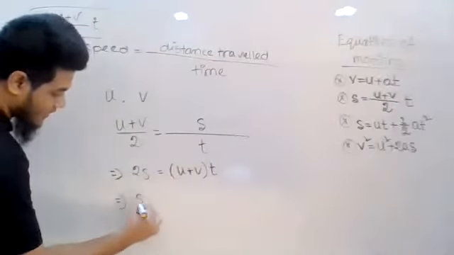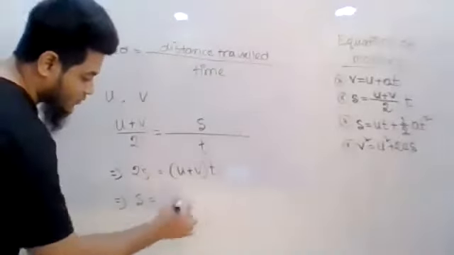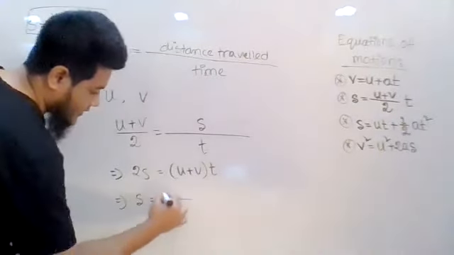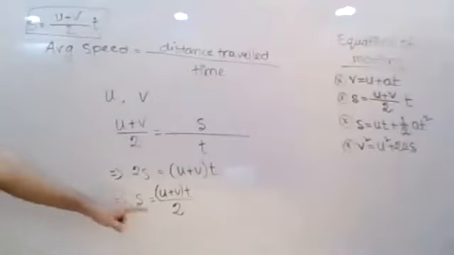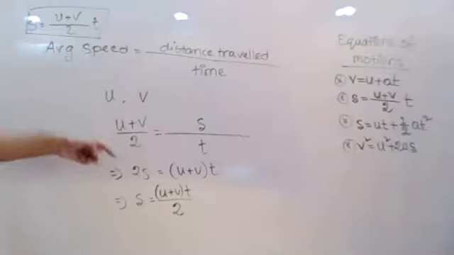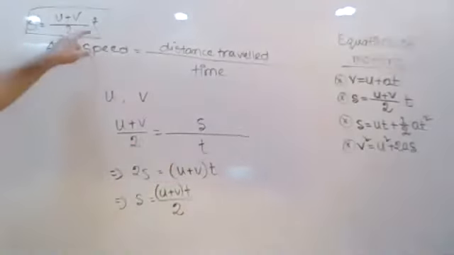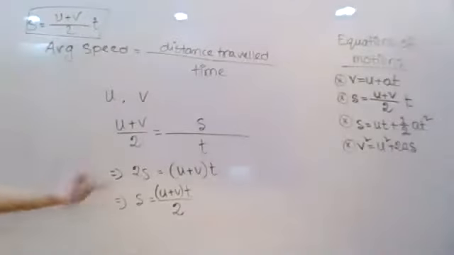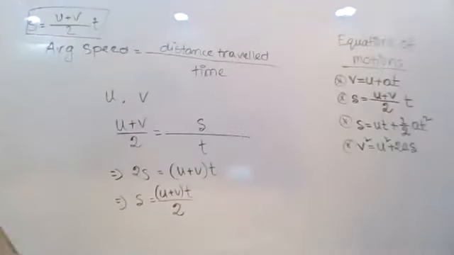So from here, s is equal to what we can write. 2 is multiplied over here. If we change the side, it will be divided. So s equals (u plus v) into t, divided by 2. We can write it in this way. It doesn't matter whether you write this t in the numerator or beside it; they both mean the same thing, no problem. Okay, now it is clear. Yes, sir.